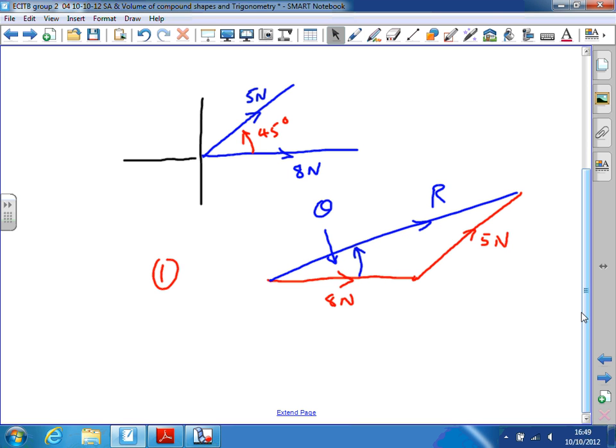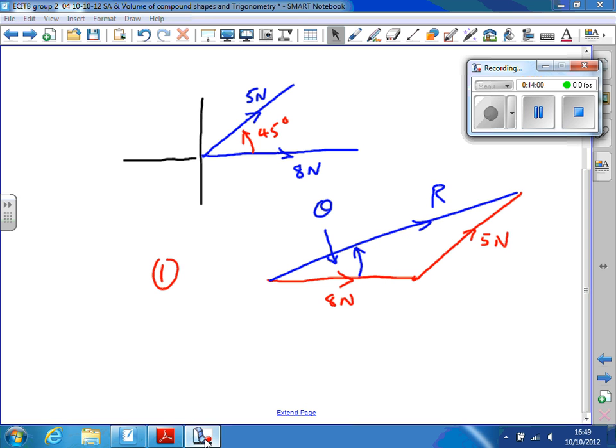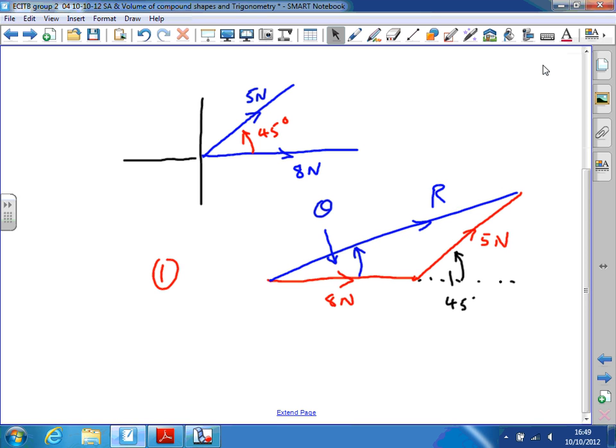So that's one way to do it. I could construct this and use some sort of scale, 1 centimetre equals 1 Newton, something like that. So I draw a line 8 centimetres long to represent that force, measure around 45 degrees, draw a line 5 centimetres long, join them together, and then measure this angle theta and measure the length of this line to get the resultant. In other words, draw it to scale. Top-to-tail method.